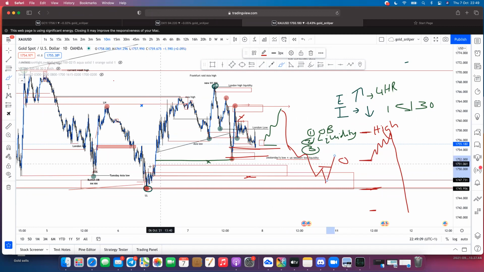That's what I'm really looking for. Because then again, the criteria now is fulfilled from a higher time frame POI perspective, below the base that led to the BOS on the H4 time frame, and you've got liquidity being grabbed into it. Today's Asia session low is going to be building the previous day's low and US session low, right? Yesterday's low and US session low liquidity.